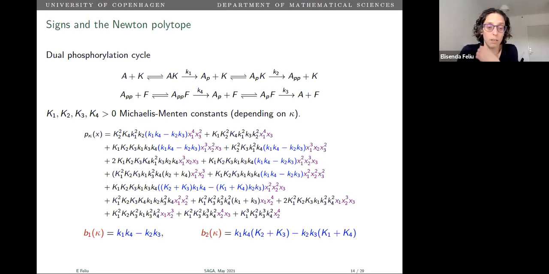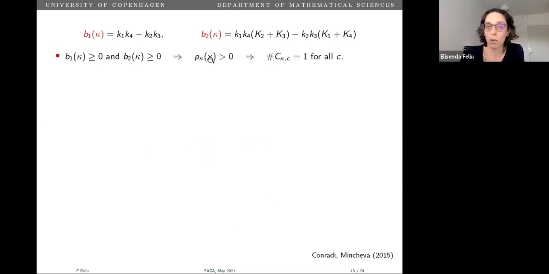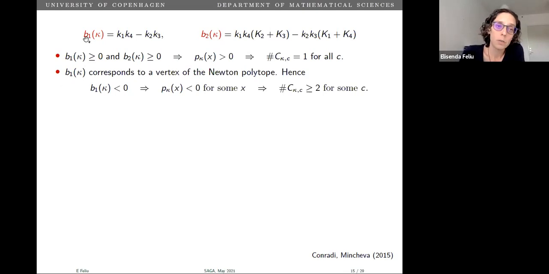We say, okay, if both coefficients are non-negative, then the polynomial cannot be negative. Then I have one point in my set for all C. Then it happens that this one corresponds to some vertex. Then we are happy. We are in the case that is easy. So it means that if this coefficient is negative, then I guarantee that I can find x such that the whole polynomial is negative. And therefore, there are 2 points in my set. These two conditions were found by Conradi and Mincheva in 2015.